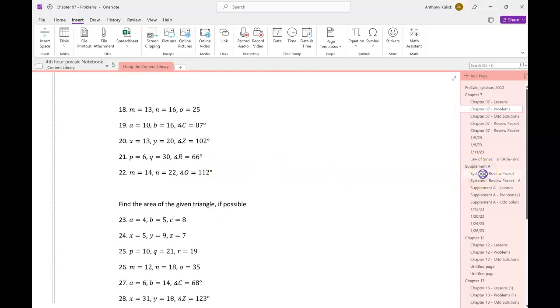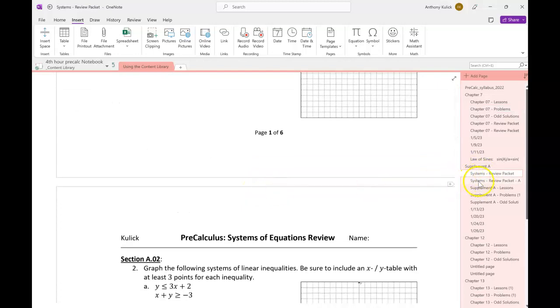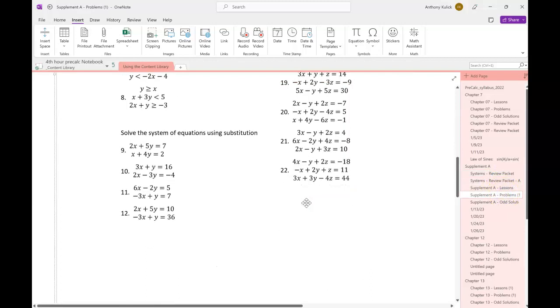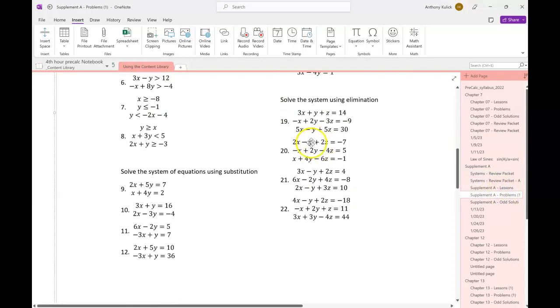Oops, help if I was looking at the right problem. 20 from the homework. My goodness, Mr. Kulik. So that one there. I should do it this way, that'll be easier.